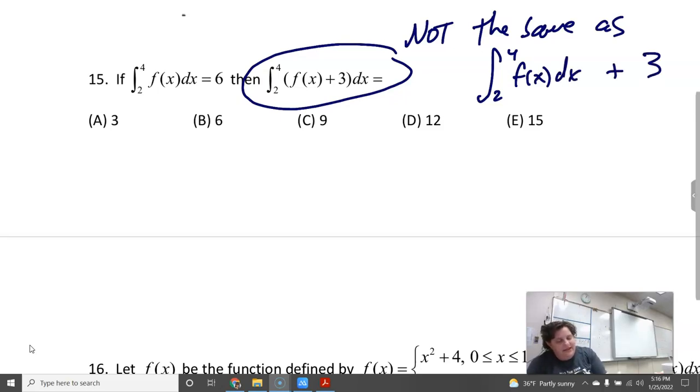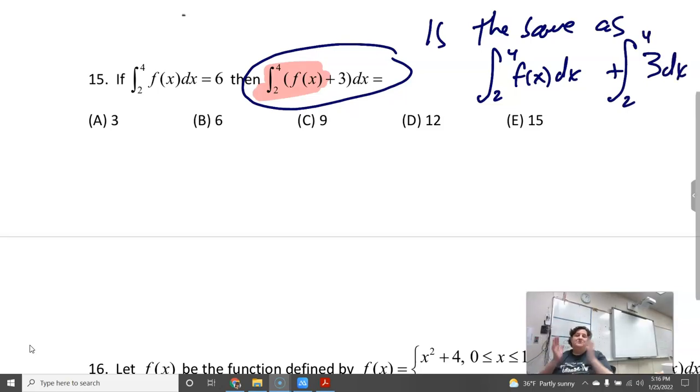Okay? It does not mean, oh, cool, I already know what 2 to 4 is, I'm just going to add 3 to it. It doesn't mean that, okay? That is not the same. Now, it is the same as this, okay? So I can split up the integral, but specifically because of these parentheses right here, I have to do the integral of the f, and I have to do the integral of the 3. All right? That makes sense. So you can't just say, well, look, this is 6, so 6 plus 3 is 9. Like, that would be really easy, but it doesn't work that way.